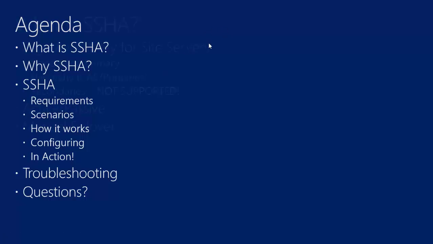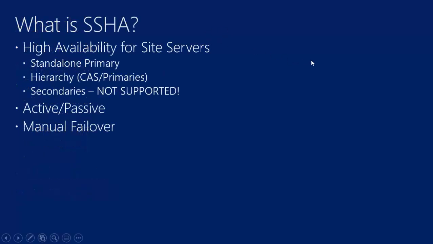So let's jump in. What is site server high availability? Well, put simply, it's high availability for site servers, right? So this works with standalone primary. That was where it was first introduced in 1806. And then support for hierarchies, CAS and primaries, was added in 1810. Secondaries are not supported at all.